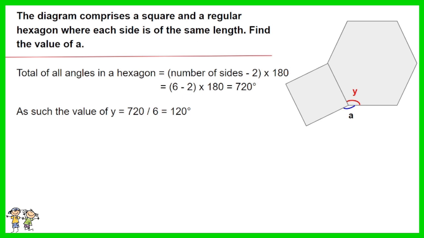As such, the value of y is 720 divided by 6 equals 120 degrees. Thus A is equal to 360 minus 120 minus 90. The answer is 150 degrees.